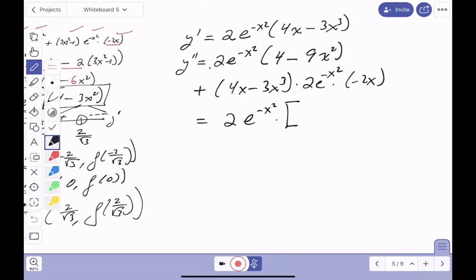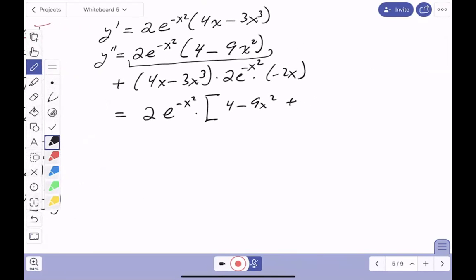So what do you get over here? I'm looking at the first term, right? I factored out 2. I factored out e to the minus x squared. What am I left with? 4 minus 9x squared. Then what do I get? Plus, let's take a look at this. What do I get? 4x minus 3x cubed. Boy, that's a nightmare. And then what do you get? I factor out 2, minus 2x.